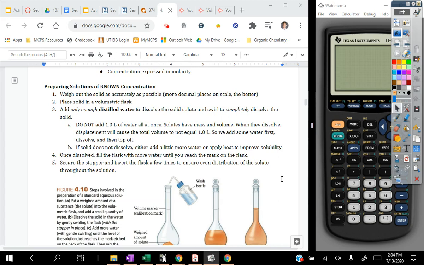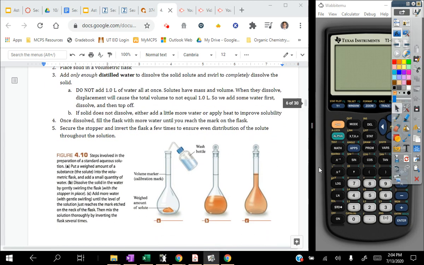Place your solid in the volumetric flask, as you can see in part A of figure 4.10. Add only enough distilled water to dissolve the solid solute and swirl to completely dissolve the solid. Do not add 1 liter of water all at once. Solutes have mass and volume. When they dissolve, displacement will cause the total volume to not equal 1 liter. So we have to add some water first, dissolve, and then top it off.